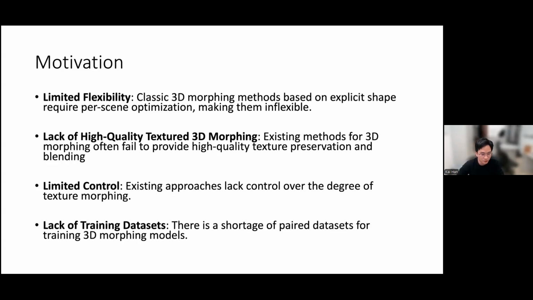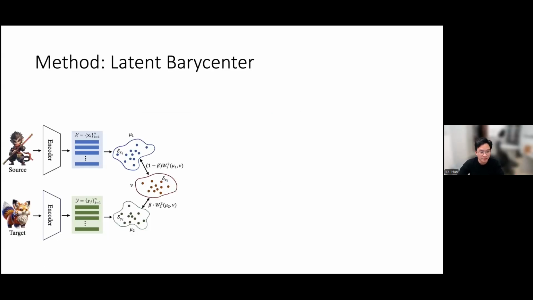Another problem is that we don't have paired training datasets from the source to the target. And then here comes our technique. We start from a pre-trained flow-based 3D shape generator, a model called Trellis. Given the input image or target image, we can encode it to get the corresponding latent embedding, and then we can sample the point embeddings from the latent space.